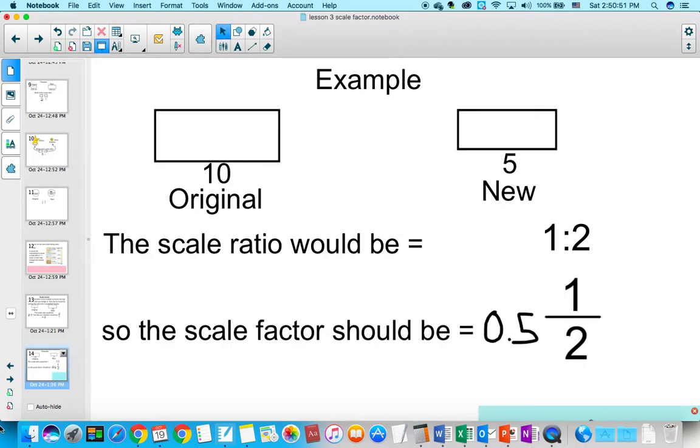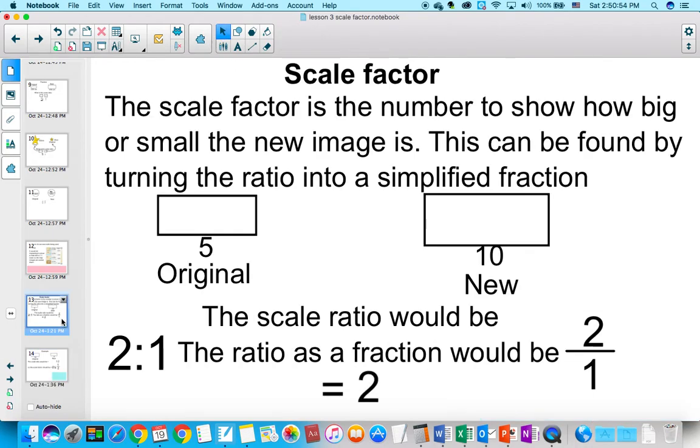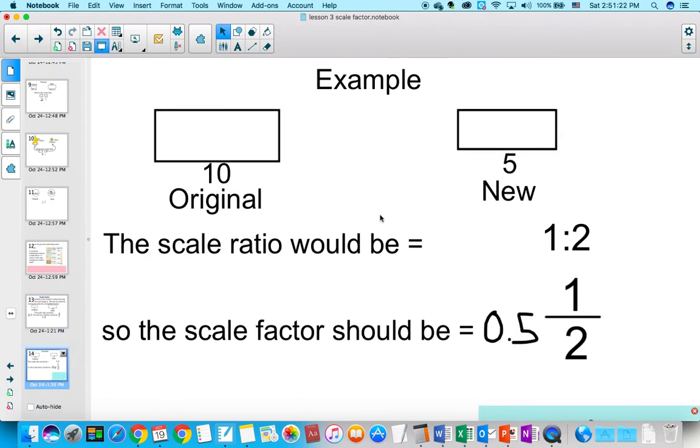So to find the scale factor of your scale ratio, you just divide the first number by the second number, right? And it's just like turning it into a fraction, because if you had a scale ratio where the new one is bigger by a certain number over the first one, then you would have a whole number, right? So in this one we have 2 to 1. 2 divided by 1 is 2. So the scale factor is 2. Here we have a scale ratio of 1 to 2. 1 divided by 2 is 1/2, or 0.5. So you'd say the scale factor is 0.5, or you could just say 1/2.